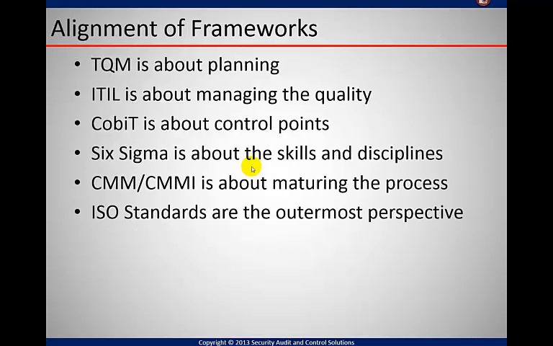Then the alignment of frameworks: TQM, which is total quality management, is about planning. ITIL is about managing the quality. COBIT is about the control points. Six Sigma is about the skills and disciplines. CMM or CMMI is about maturing the process. And the ISO standards are the outermost perspectives.